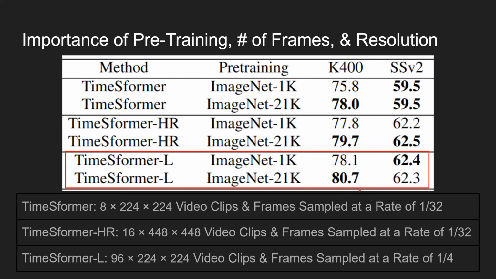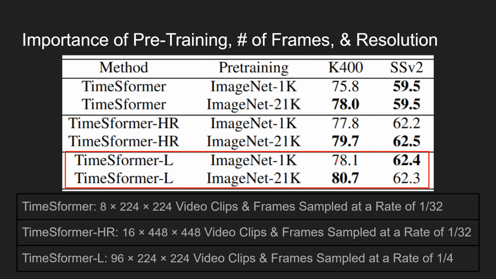And it's interesting to note as well that the ImageNet 21K pre-trained models work better on K400. There's a large increase in accuracy on all of them. But if you look at SSV2, it's not really a change. It's minuscule at best on the Timesformer HR, and it actually decreases in accuracy on SSV2. And that's because of that temporal focus that we kind of got into earlier.